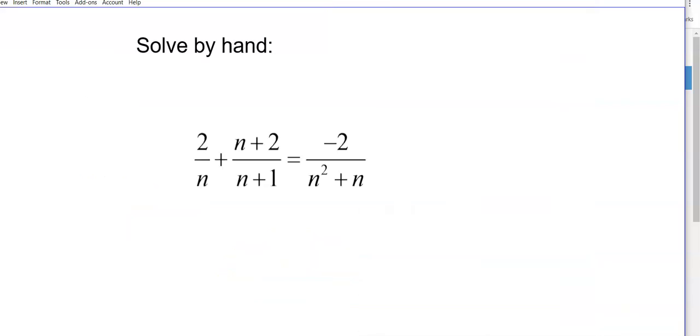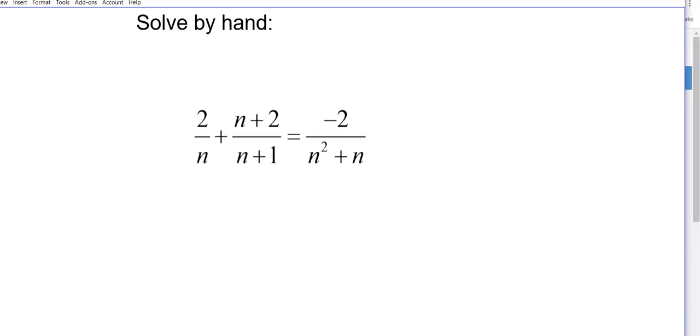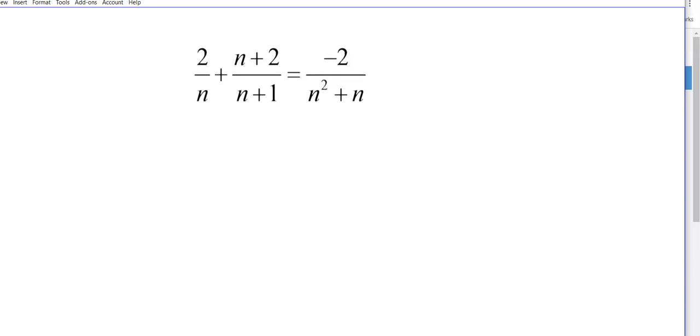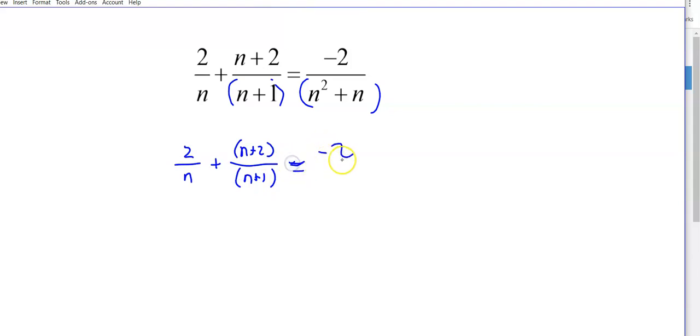Solve by hand. Wow, this looks like a really interesting problem. So let's try to solve this. It says solve by hand, not the calculator. So let's try it. The first thing you want to do, obviously, is factor. Maybe you see some factoring there. There's not a whole lot, but there's a little bit of factoring. So 2 over n plus (n plus 2) over (n plus 1) equals -2 over n times (n plus 1).